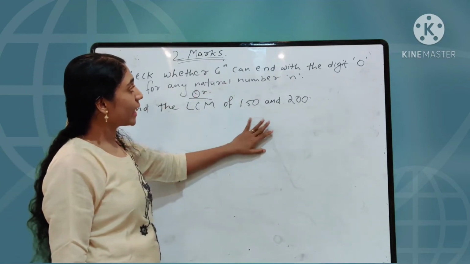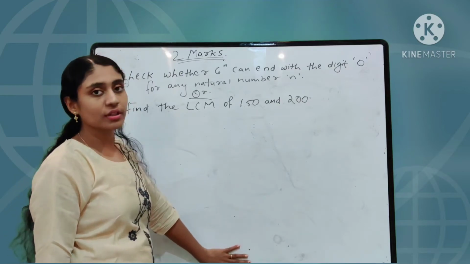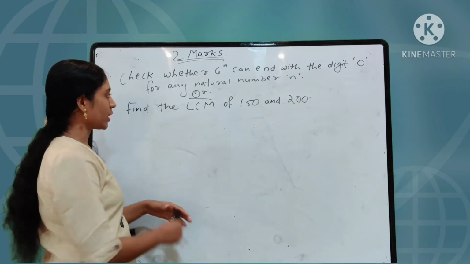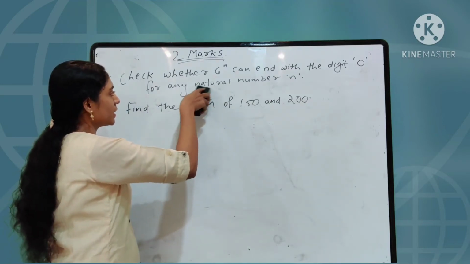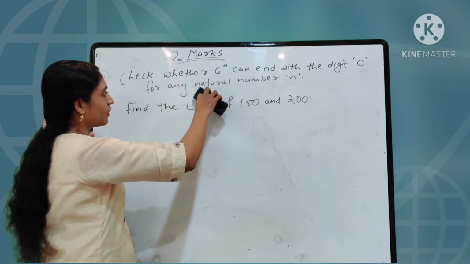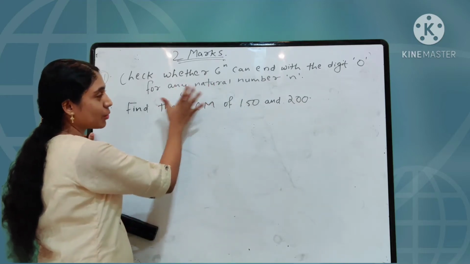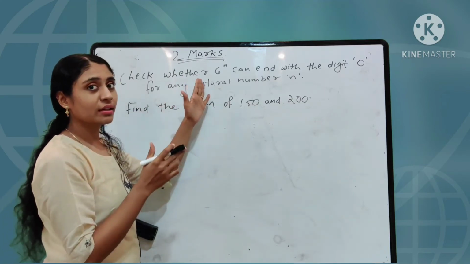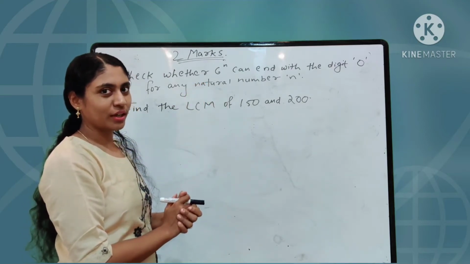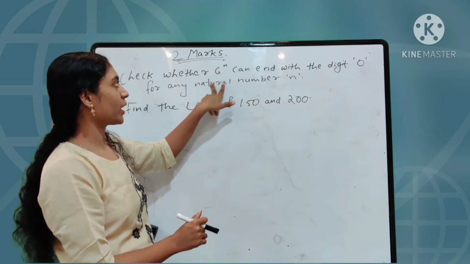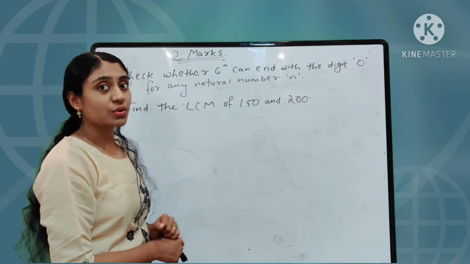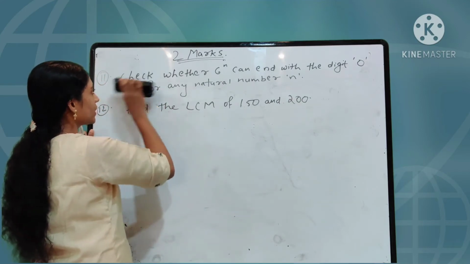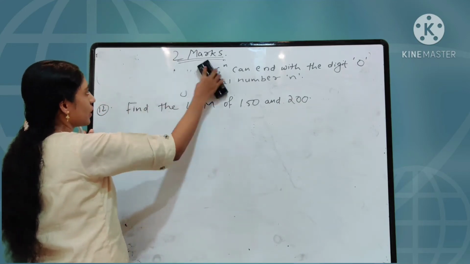Check whether 6 raised to n can end with the digit 0 for any natural number n. This is also an OR question, or you have to find the LCM of 150 and 200. Now the first question, did you see this question anywhere? We discussed the same question in our class. This question is from our textbook itself. I think it is exercise 1.2, question number 5. So you can expect textbook questions. Okay friends, I am not doing this because we already did this question, so I am going to skip it.